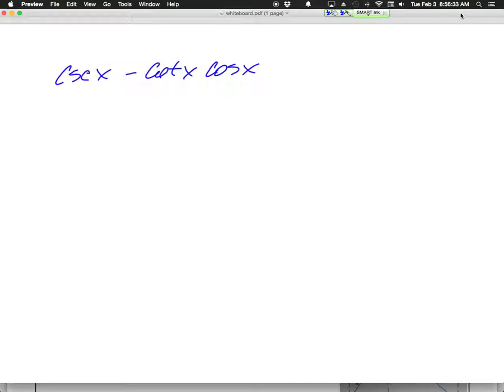Now, a rule of thumb does not mean it's always going to happen, but a rule of thumb is if you don't know what to do to begin, you always want to turn everything into terms of sine and cosine. So if it's not sine or cosine, such as cosecant or cotangent, we want to use an identity to turn it into sine or cosine. And we either use our reciprocal or we use the quotient.